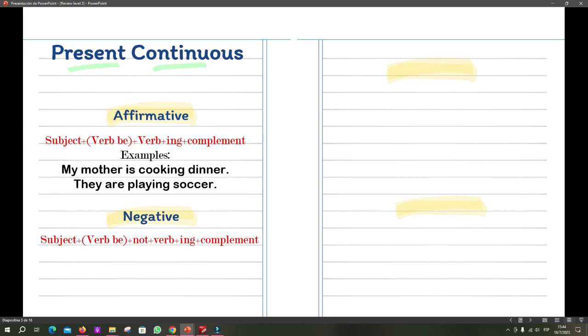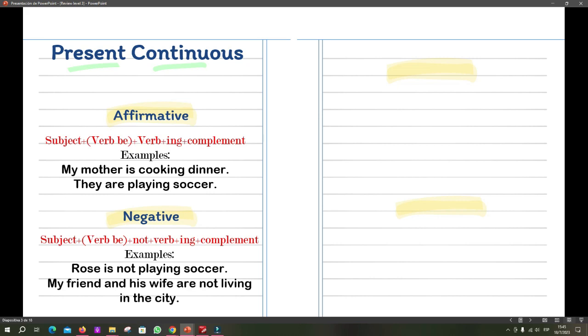Negative. Subject, the verb be plus not, plus the main verb plus ing, plus the complement. Example, Rose is not playing soccer. So first you have the subject Rose, right? Or you can say she instead of Rose if you want. Is, right? Not also. That is the negative word there. The main verb with ing. So Rose is not playing soccer, right?